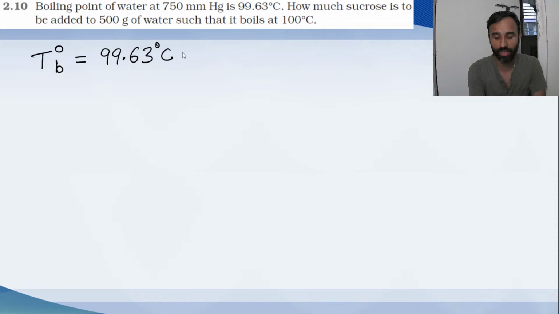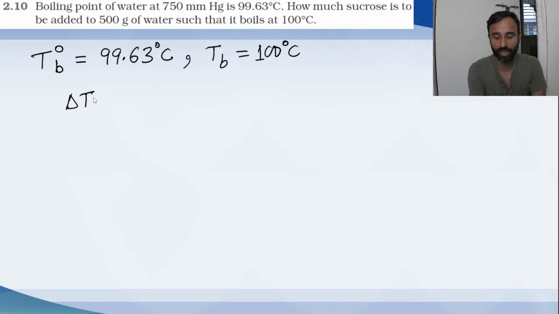Because pressure is reduced. See, 750 mm of Hg. At 760 mm of Hg, it is 100 degrees Celsius. But pressure is reduced, so its boiling point is also reduced. So boiling point of pure water is 99.63 degrees Celsius, and when sucrose is added, it is raised to 100 degrees Celsius. So we have to find out how much sucrose is to be added to 500 gram of water such that it boils at 100 degrees Celsius.